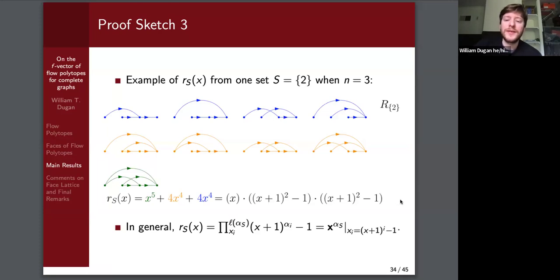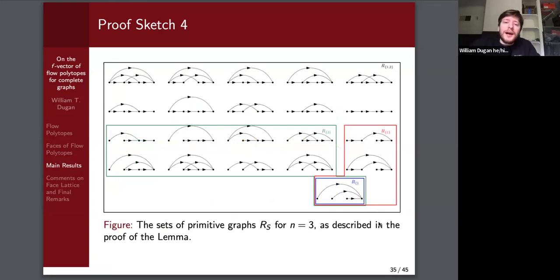But needless to say, these always factor. And that's exactly how we're getting this evaluation of this polynomial, like x plus 1 to the i minus 1. All right, and then finally, as I mentioned, the sets nest in this way. So this is just a visual example of how they do that.